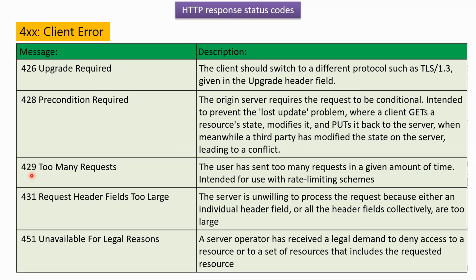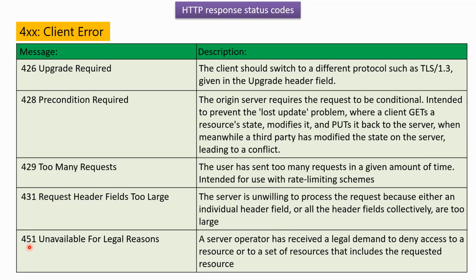Status code 429, which is nothing but too many requests. The user has sent too many requests in a given amount of time, and this status code is intended to be used with rate limiting schemes. Status code 431, which is nothing but request header fields too large. The server is unwilling to process the request because either an individual header field or all the header fields collectively are too large.